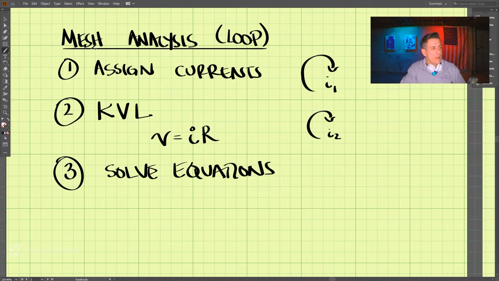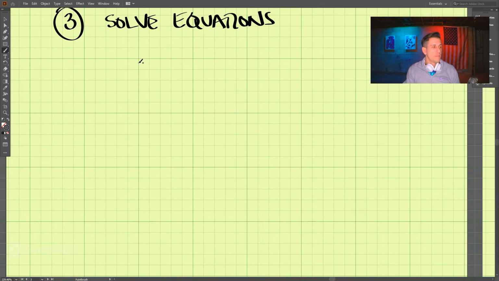Okay, so let's do a quick example of how to do this mesh analysis, this loop analysis. Let's keep going. I'm going to draw a quick circuit here. We have a voltage source.